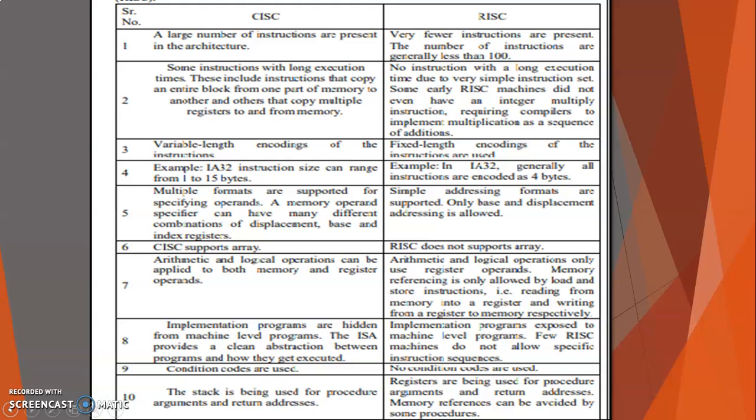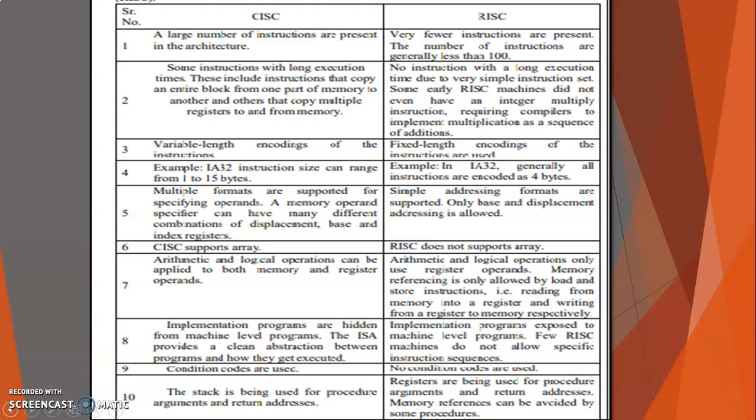CISC has some instructions with long execution times. These include instructions that copy an entire block from one part of memory to another, and others that copy multiple registers to or from memory. RISC has no instruction with a long execution time due to its very simple instruction set. Some early RISC machines did not even have an integer multiply instruction, requiring compilers to implement multiplication as a sequence of additions. CISC uses variable length encoding of instructions, while RISC uses fixed length encoding.